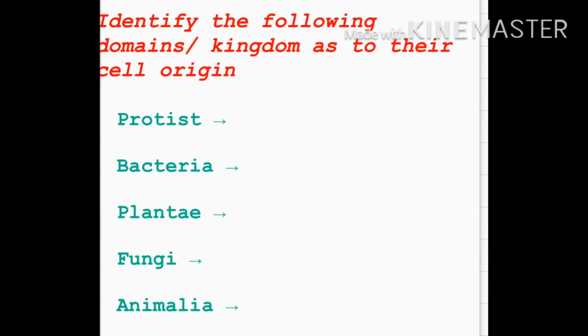Okay, the last question. Identify the following domains or kingdom as to their cell origin. Okay, so what's the cell origin of protist? How about bacteria? How about plantae? How about fungi? And how about animalia? Okay, so the correct answer for the protist is eukaryotes, bacteria, prokaryotes, plantae, fungi, and animalia are all eukaryotes.